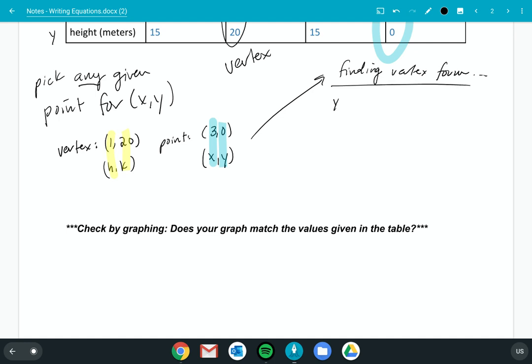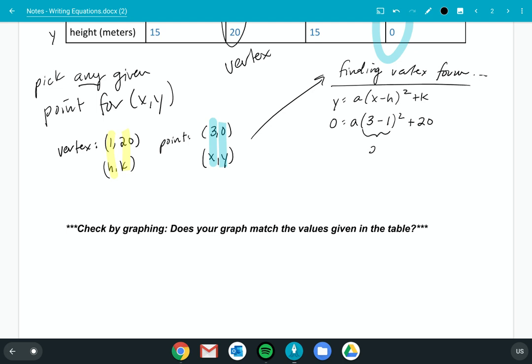So I'm going to substitute into vertex form, which I'm just going to write again. It's good to have a process. So substituting y, x, h, and k into it. My y value was 0. My x value is 3 minus my h value, which is 1, plus my k value, which is 20. So I'm just going to work this out now and find that a value.